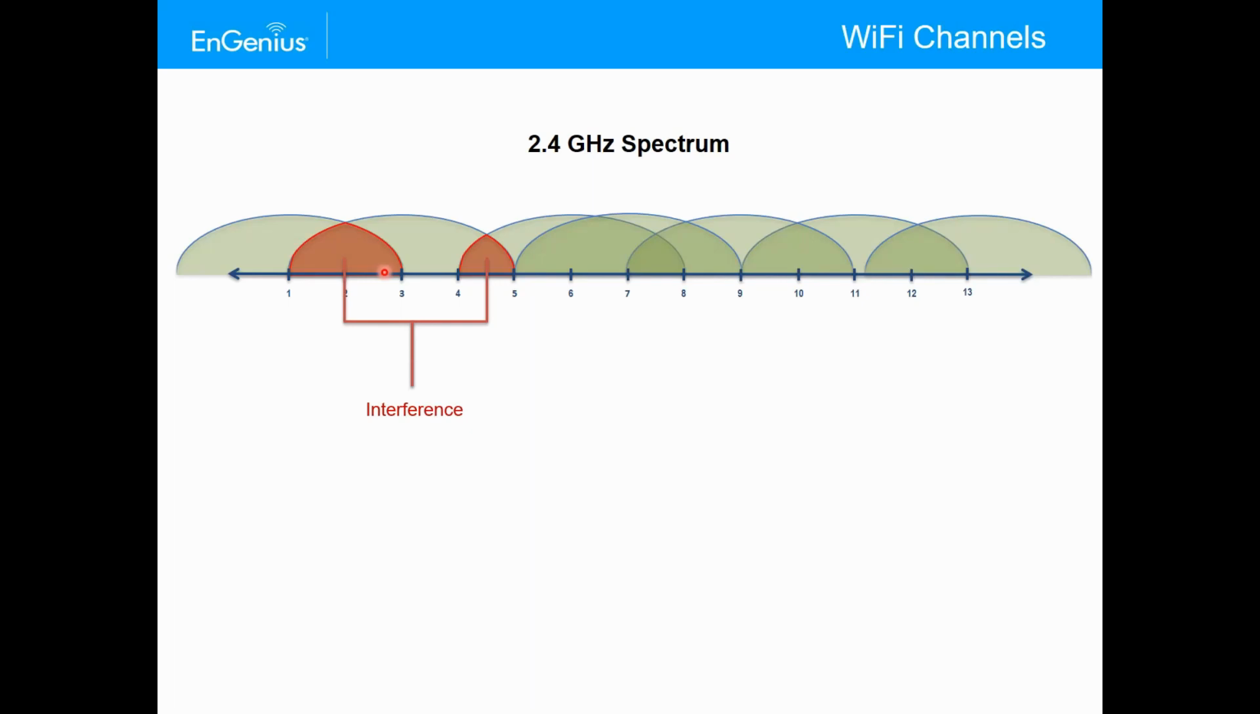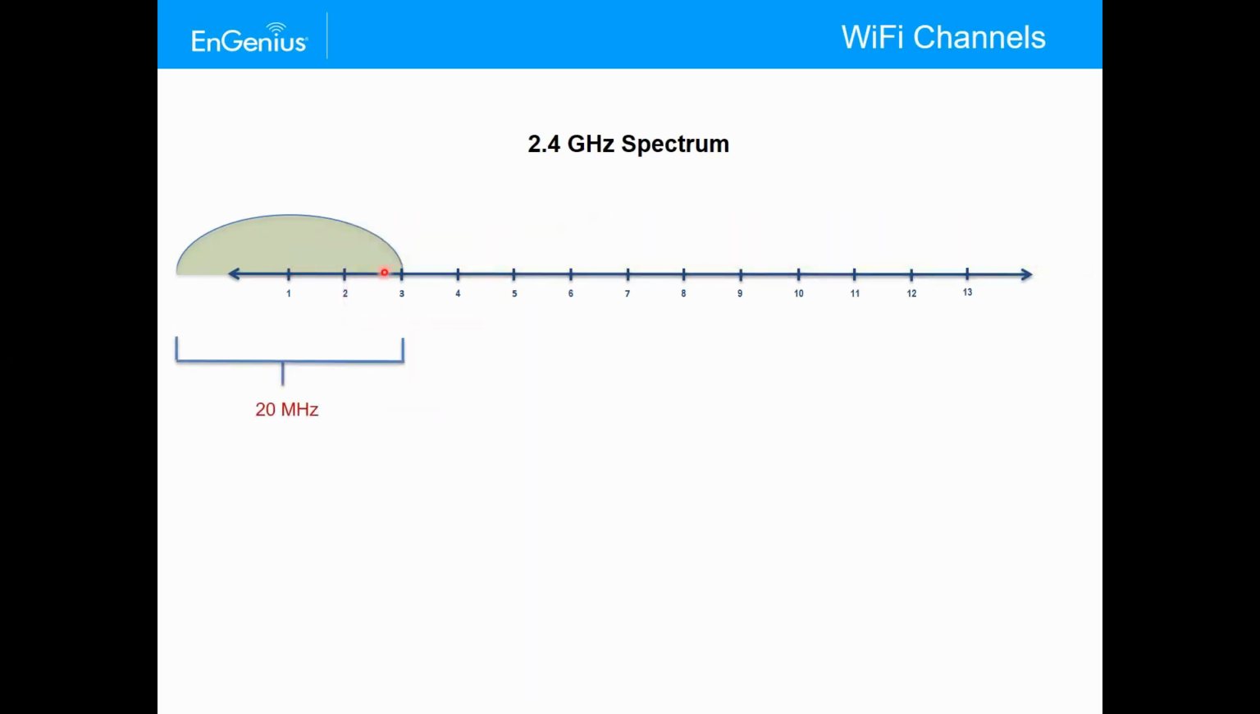Now, the 2.4 gigahertz cannot only use 20 megahertz, but you can also actually set it to a 40 megahertz channel bandwidth. Now, there are pros and cons for this. If you set it to 40 megahertz, you would have more bandwidth. That means you would have more throughput.